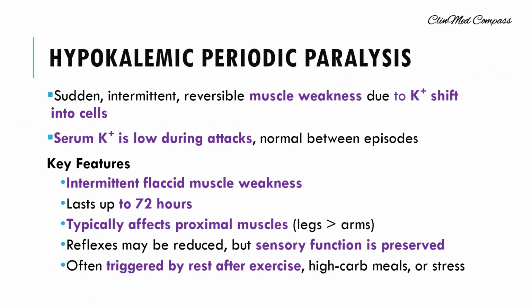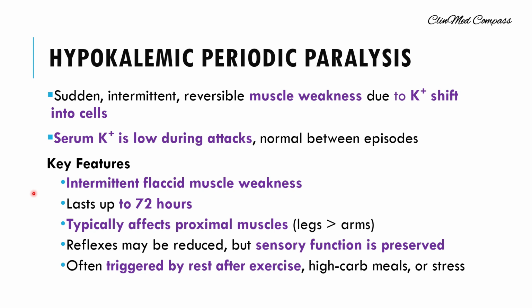Briefly on hypokalemic periodic paralysis. This is a sudden, reversible, intermittent muscle weakness due to potassium shift into the cell. During attacks, serum potassium is low, but normal between episodes. Key features include flaccid muscle weakness that may last up to 72 hours, typically affecting the proximal muscles of the lower limb more than the upper limb.